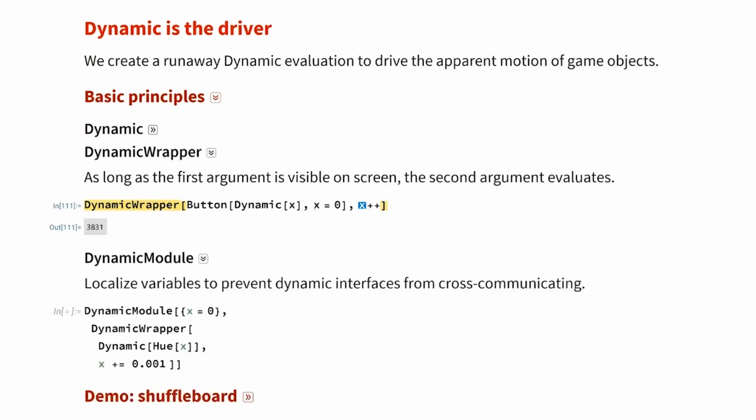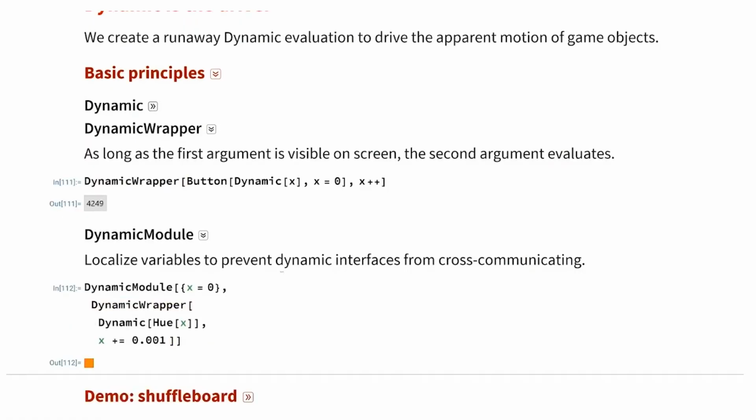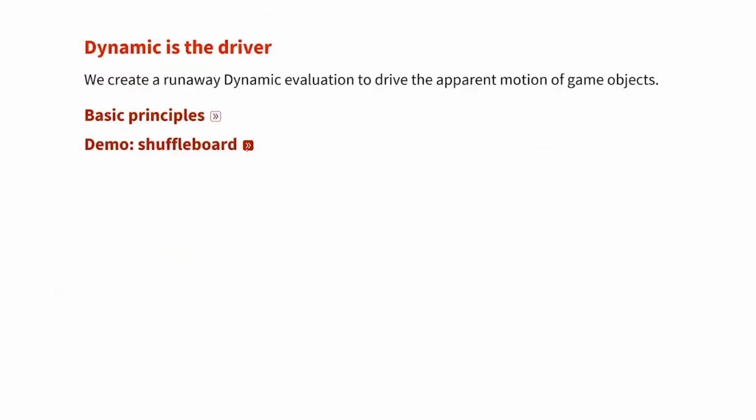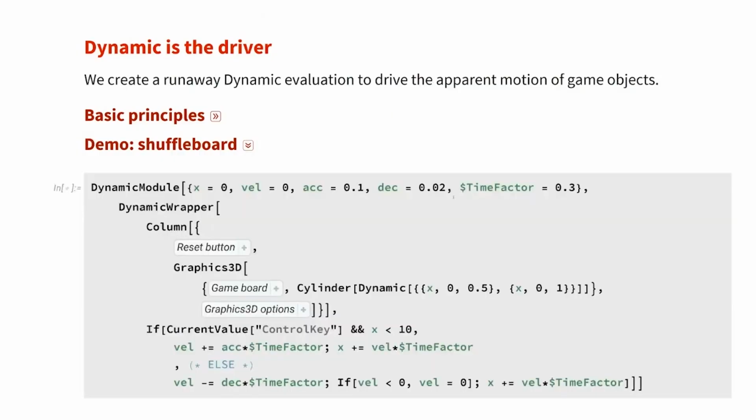One last thing in the Dynamic family is DynamicModule. This is a convenient way to localize the symbols. So you see, even though I have x here and a global x here, the hue, this color here, is updating independently of this button because I've localized that symbol within the DynamicModule. And with just those three things, we can make a first game.